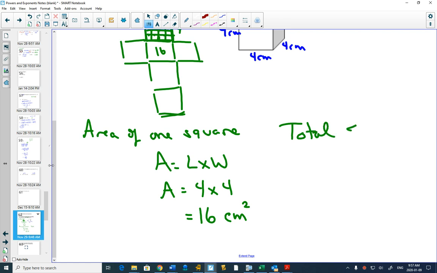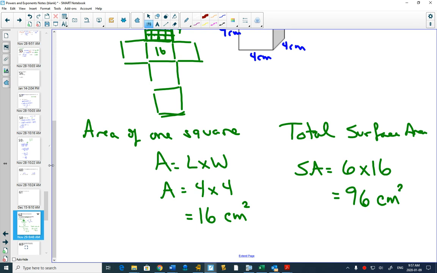So if we know the area of one square, we can figure out the total surface area. Does it make sense that you have 1, 2, 3, 4, 5, 6 of those squares? And each one is 16? So we can just do 6 times 16, take out our calculator, figure that out, and we would get 96 centimeters squared.